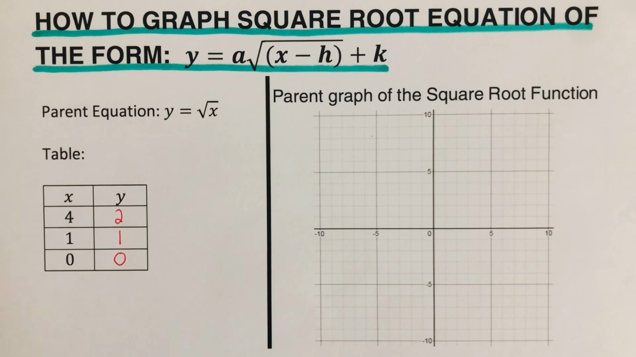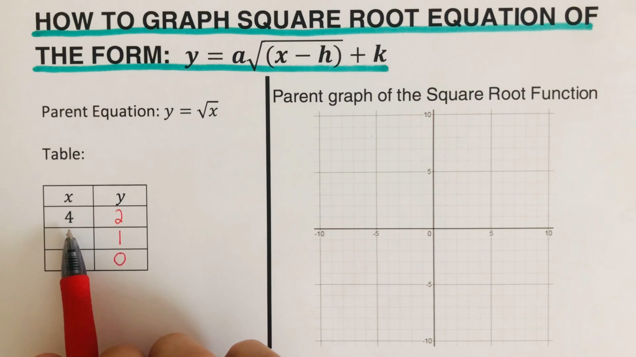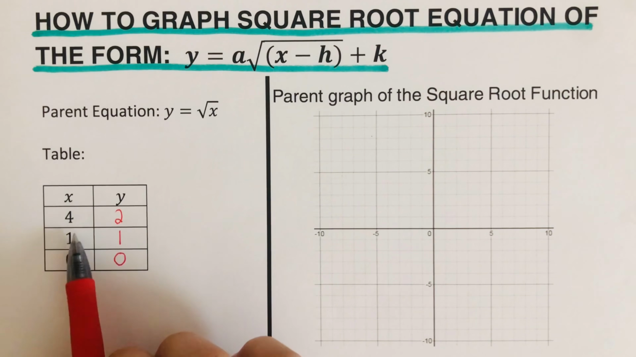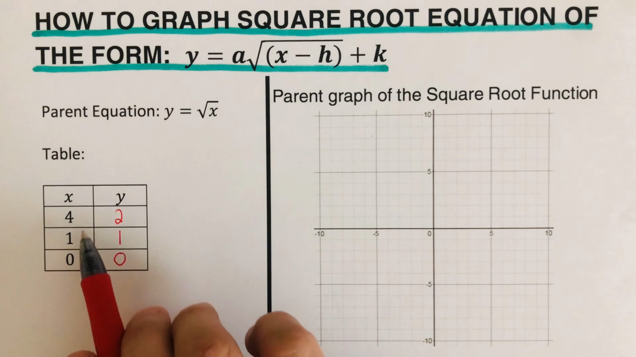Now others are going to say, why is it that you did not pick 2 and 3 here? Why did you jump all the way to 4? The reason that we do that is because 4 is a perfect square. Although we can write 2 and 3 here, it's going to give us a decimal value. So we just keep it as a whole number. We pick 4 right here.